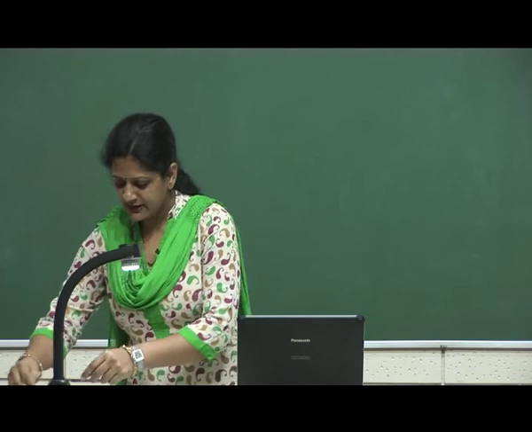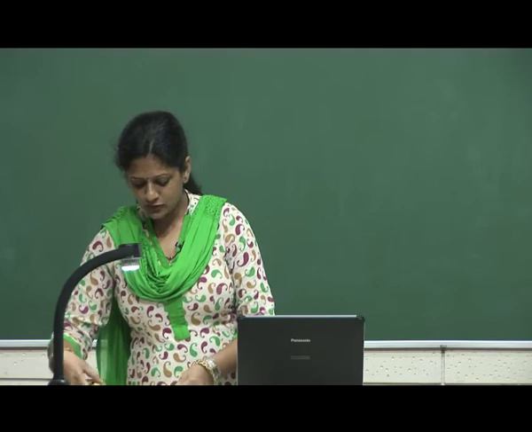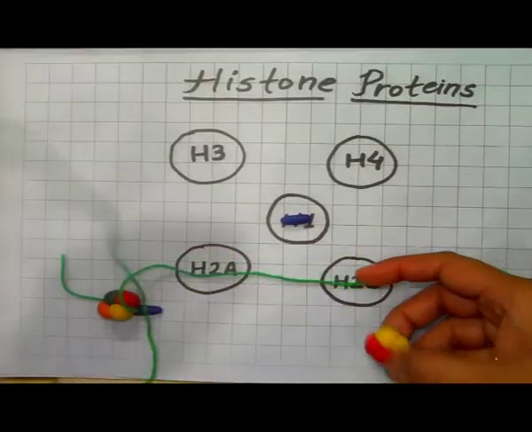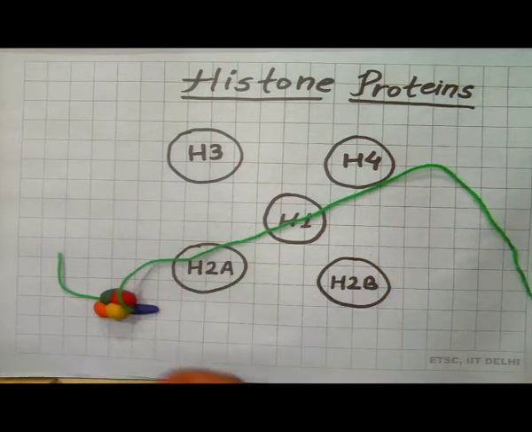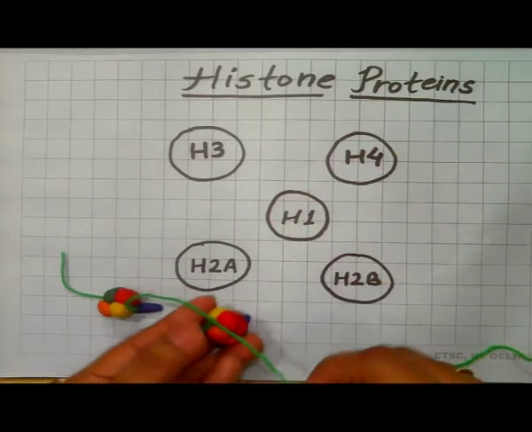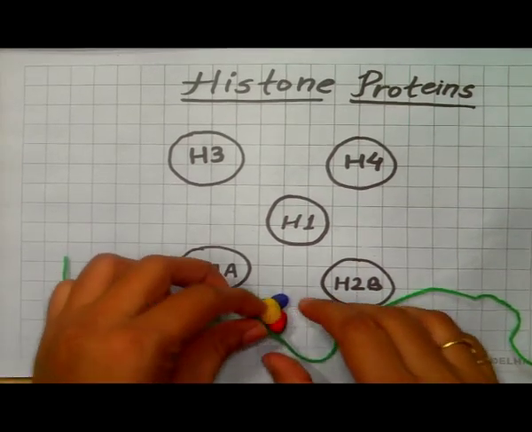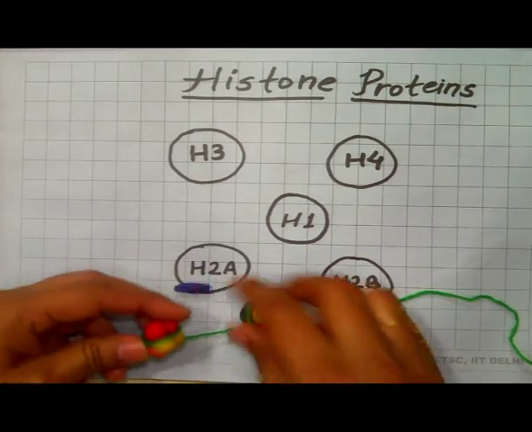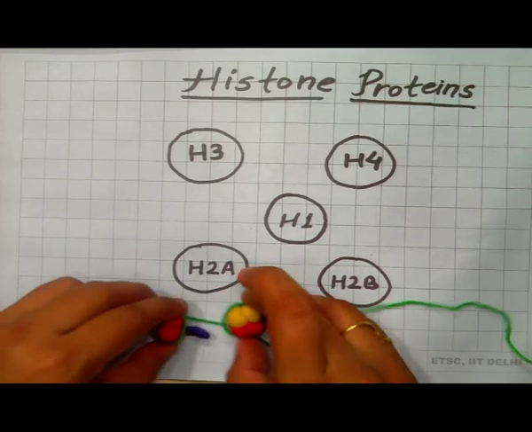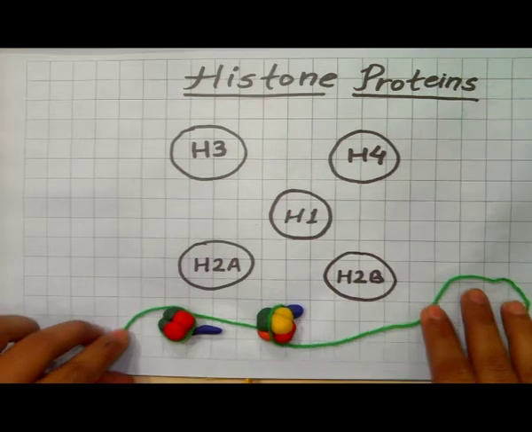So, you can see many nucleosomes inside the nucleus of the eukaryotic cell. This way various nucleosomes you can find inside the nucleus of the eukaryotic cell.